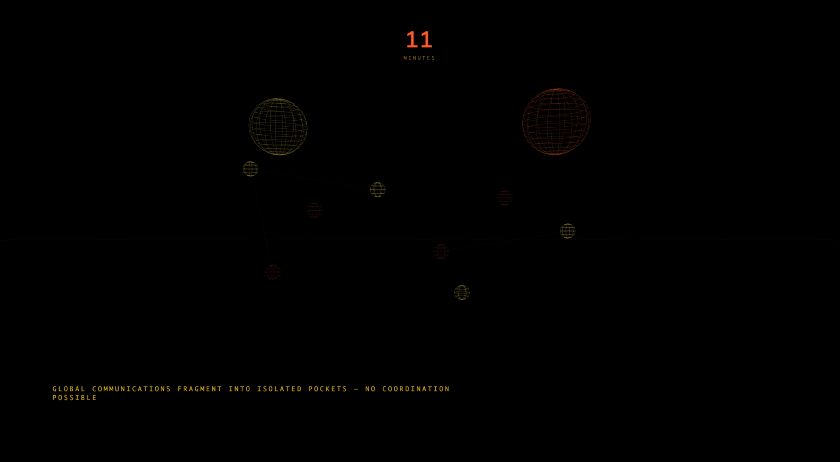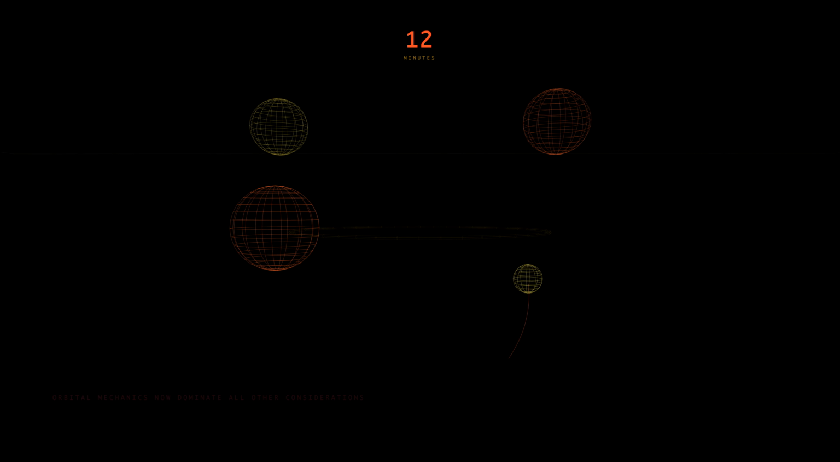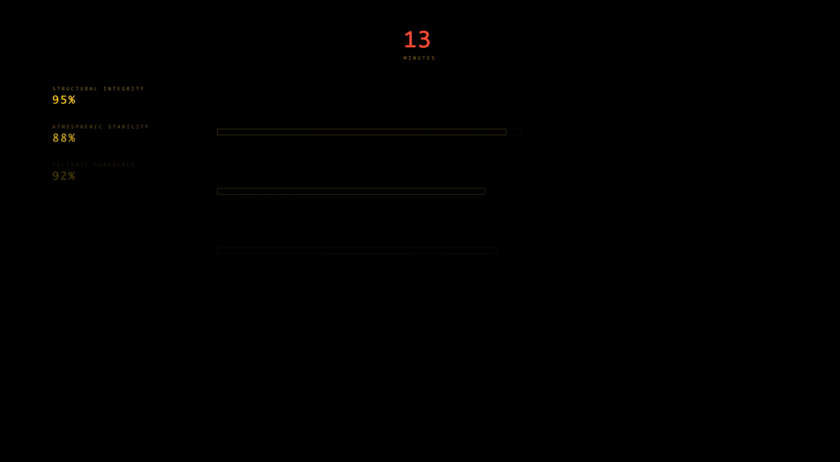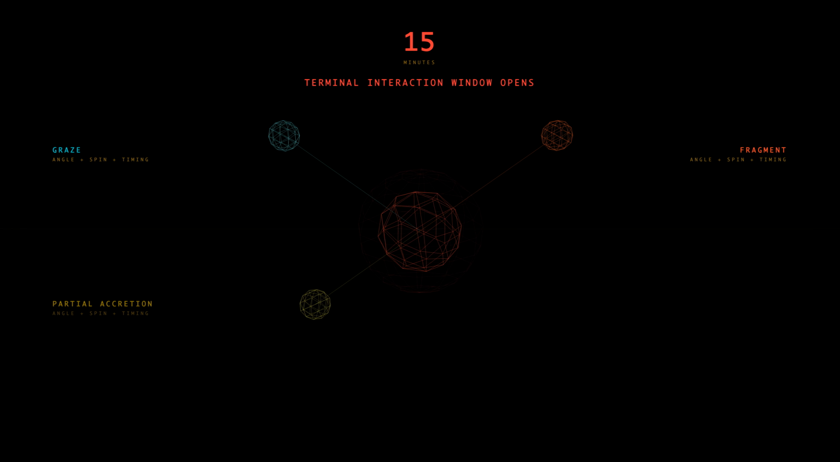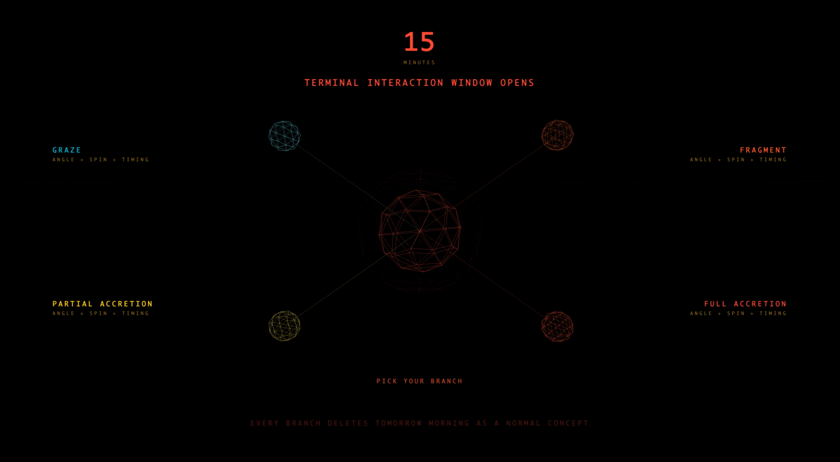Minute 11. Communications degrade from network to pockets. Minute 12. Orbital trajectory dominates all remaining discussion. Minute 13. Structural coherence metrics trend hard in the wrong direction. Minute 14. Any distinction between weather event and orbital disaster is now academic. Minute 15. Terminal interaction window opens. Depending on geometry, Earth may graze, fragment, partially accrete, or fully accrete into the nearby sun. Pick your branch. Every branch deletes tomorrow morning as a normal concept.